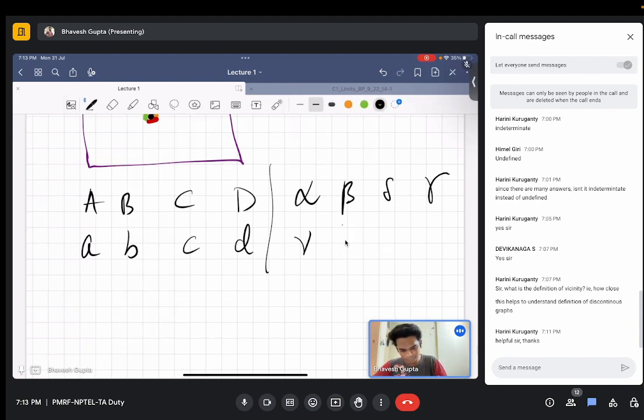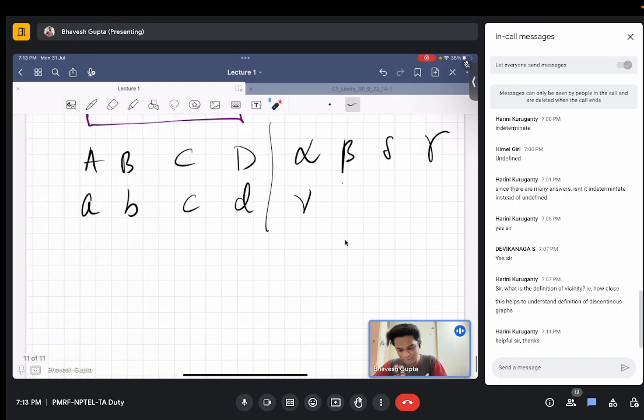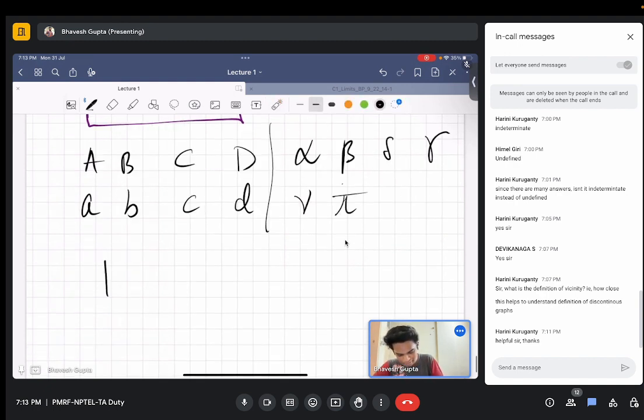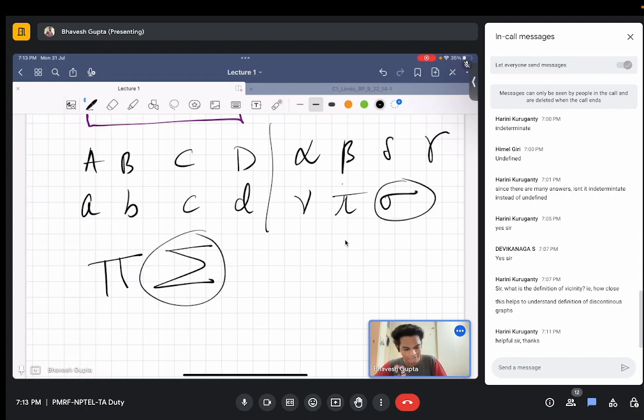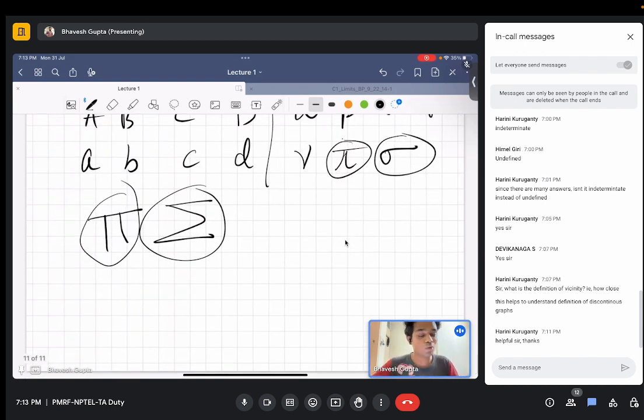So these are the Greek small letters. And what are the capital letters? In Greek, you have capital Pi, capital Sigma. This is small sigma and this is capital Sigma. This is small pi and this is capital Pi. And the notation in mathematics is that whenever we have small letters, the picture in my head is that they are very small quantities.